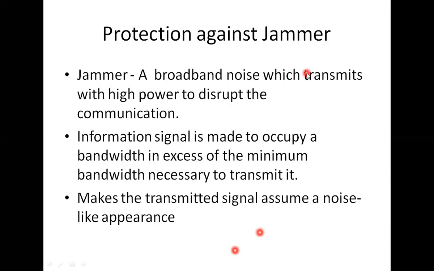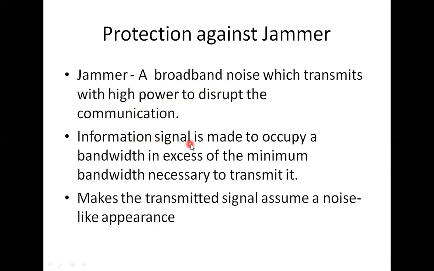So a jammer is a broadband noise which transmits with high power to disrupt the communication. So basically 2 points to remember here. One is it is having a very broad bandwidth. It's a broadband noise. And one more important point is that it transmits with a very high power. So it is able to disturb the communication.